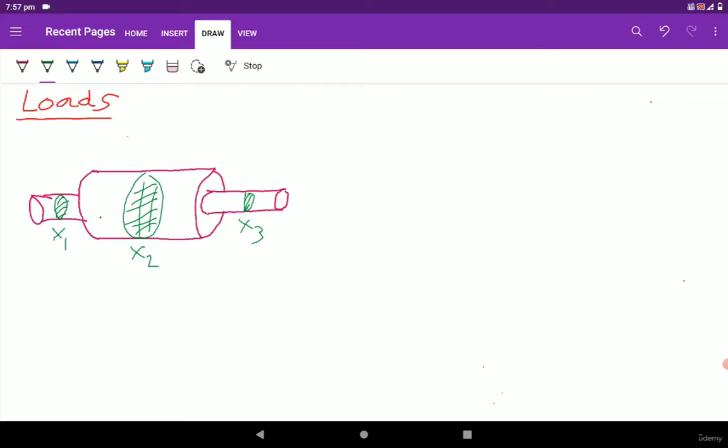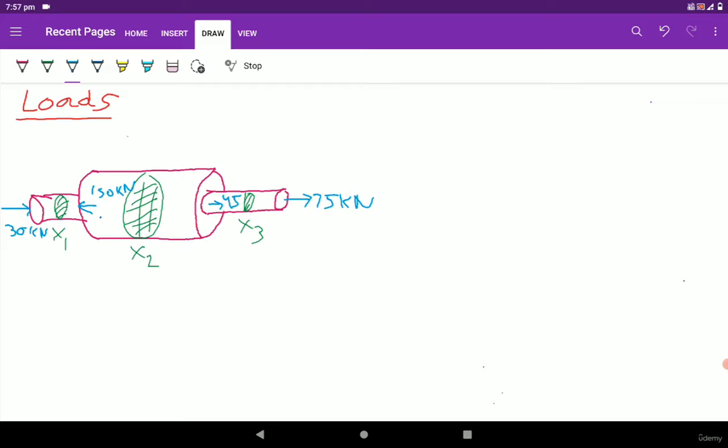Now let me plot the load, how much load each part is being subjected to. So this part is subjected to 75 kilonewton axial loading. Here it is acting 45 kilonewton axial loading. At this part it is acting 150 kilonewton axial loading, and at this part it is acting 30 kilonewton axial loading.